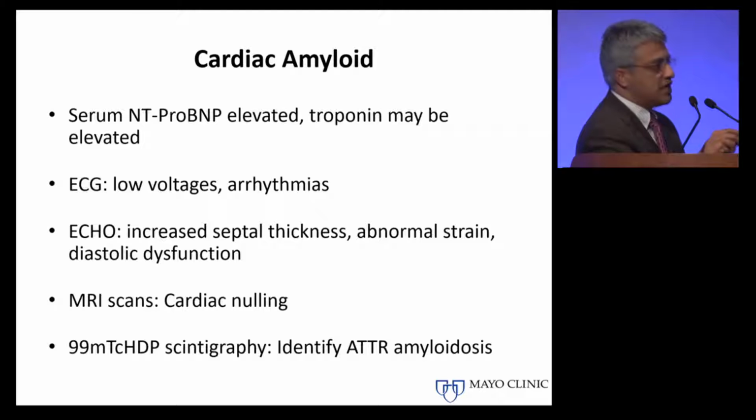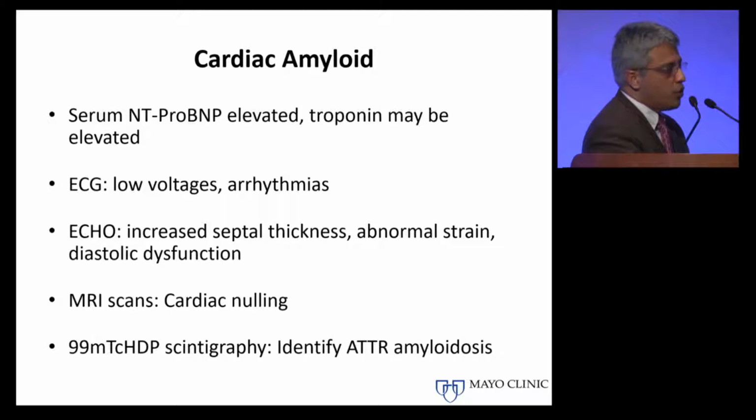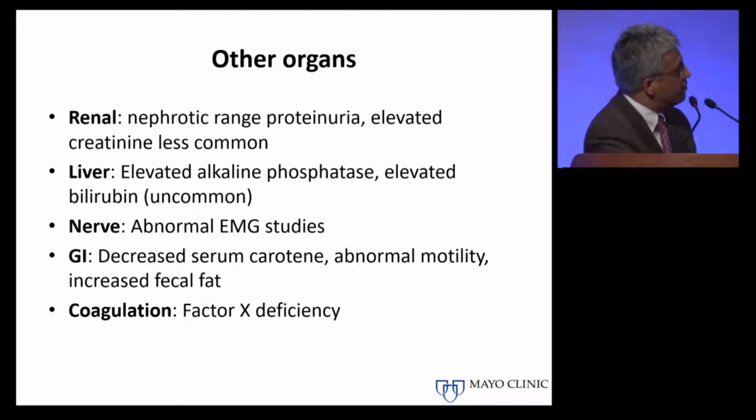Electrocardiogram can show low voltages and some rhythm abnormalities, but they are more likely to happen in the later stages of the disease. Echocardiogram shows increased septal thickness. The strain pattern is something that is again commonly used in this setting and is quite useful for the diagnosis. Diastolic dysfunction is common. MRI scans may show cardiac nulling, and there are other techniques which can help you identify other types of amyloidosis as well.